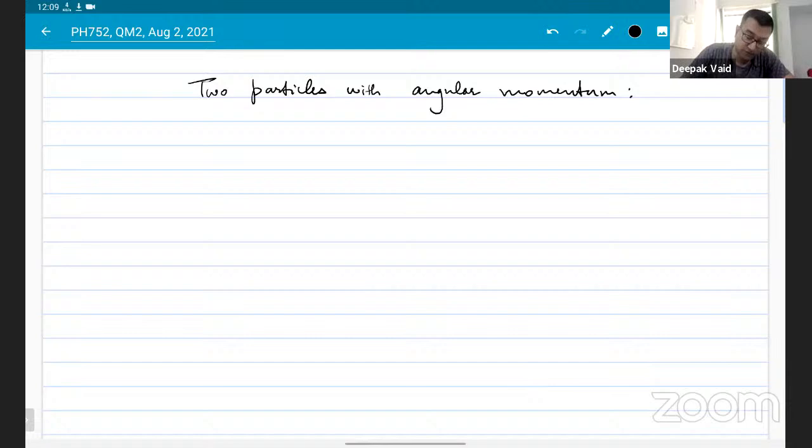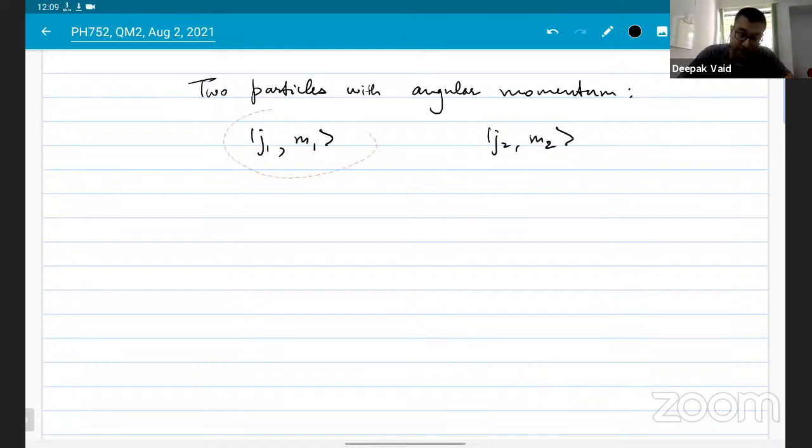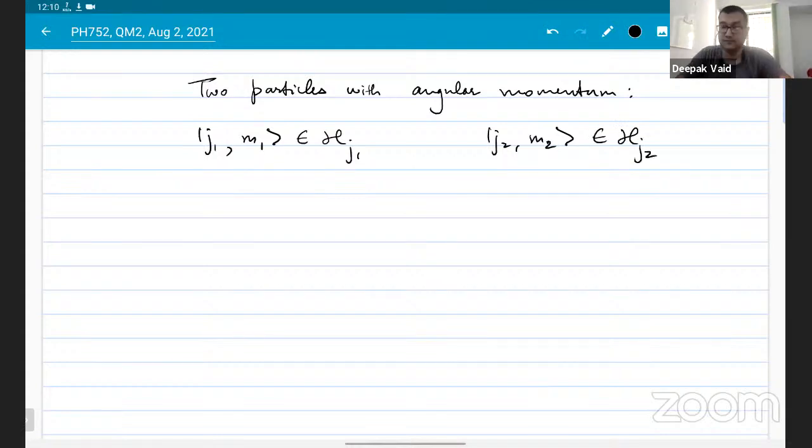Okay, so how will I describe the states of these particles? The first particle will have some j1 and m1, and the other particle has some j2 and m2. This lives in the Hilbert space of the first particle, which is Hj1. This lives in the Hilbert space of the second particle, which is Hj2. So these are my two particles.